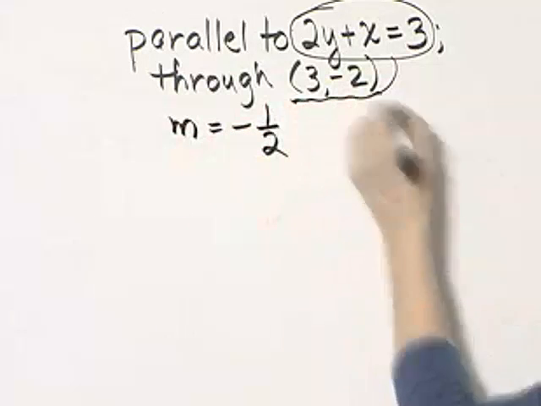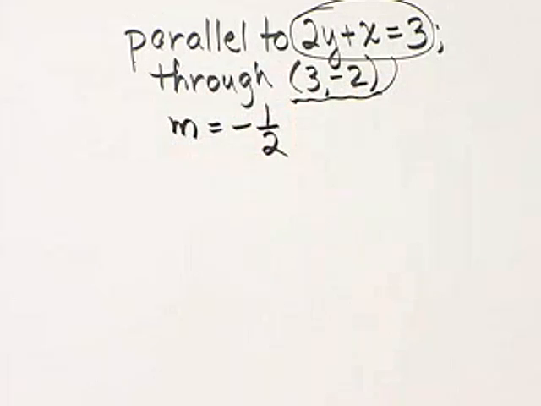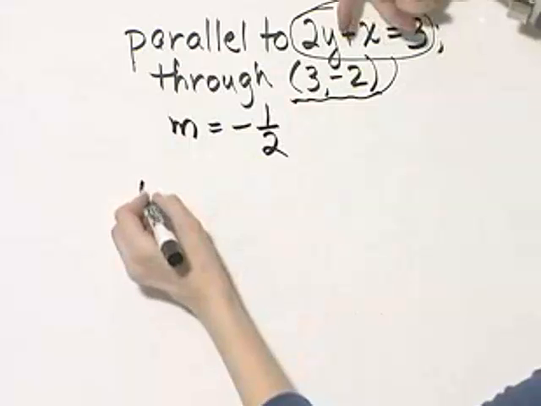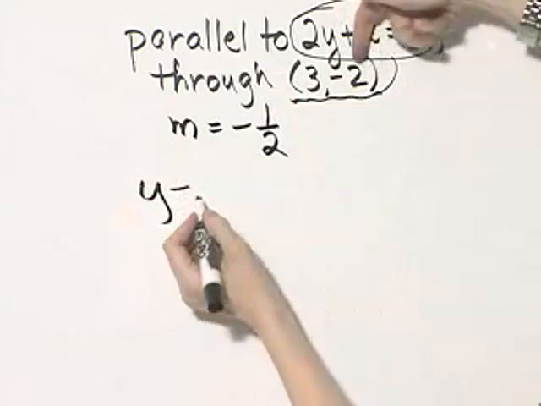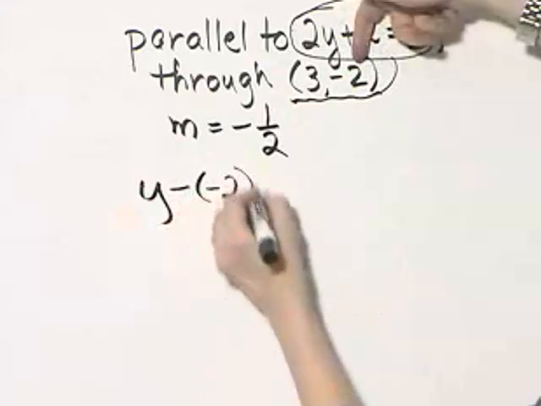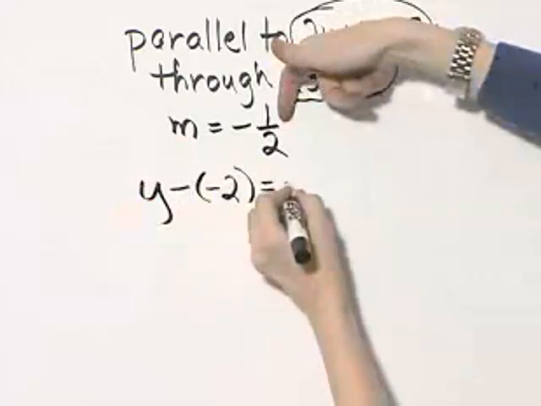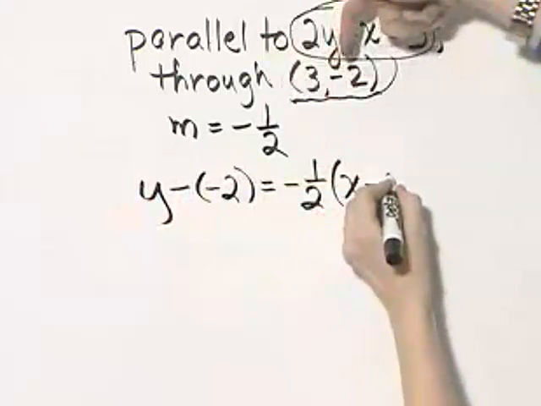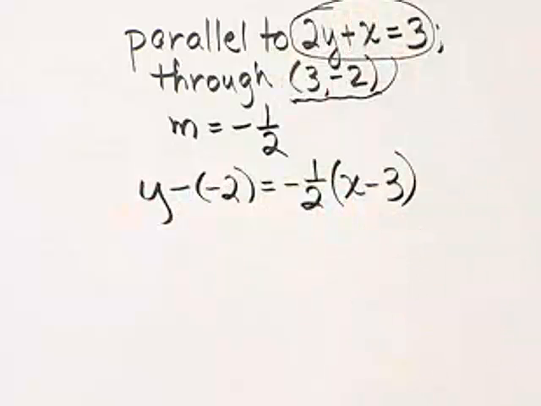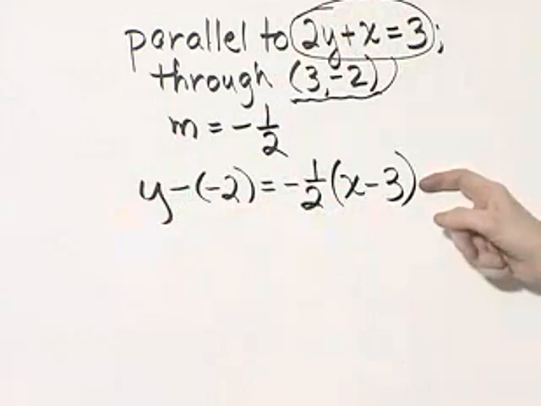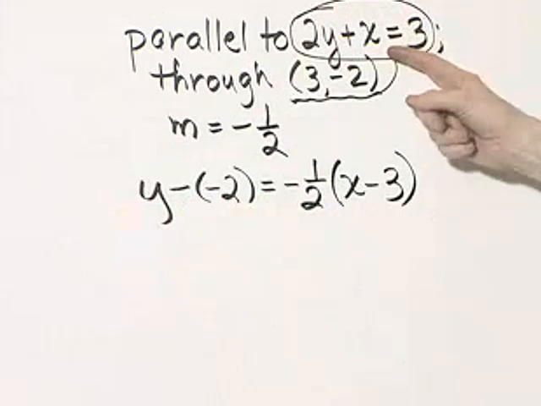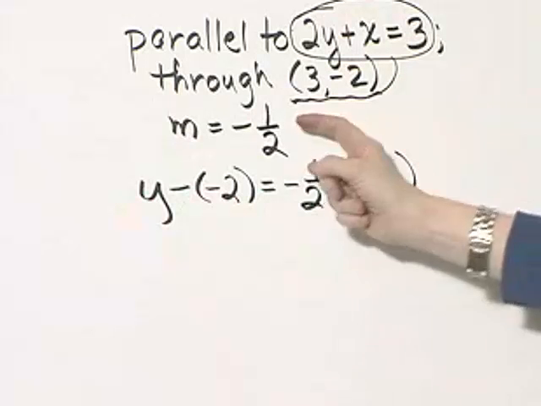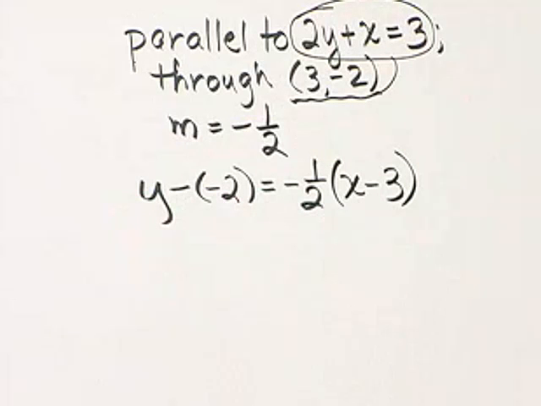We're given this point, so I'll use the point slope form. And that is y minus the y value of the given point is equal to slope negative 1/2 times x minus the x value of the point. This is the line that's parallel to this one through this point with this slope. We just now need to write it using function notation.